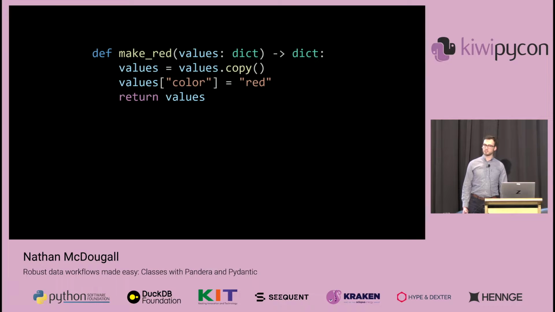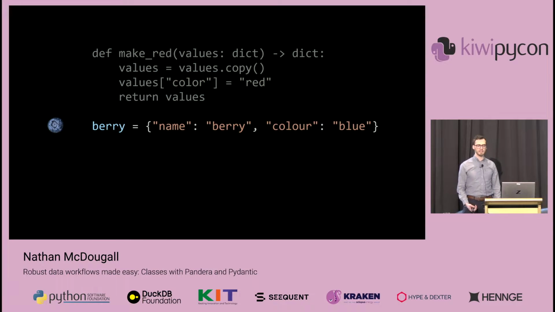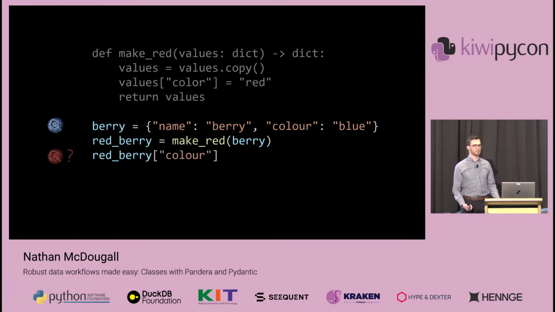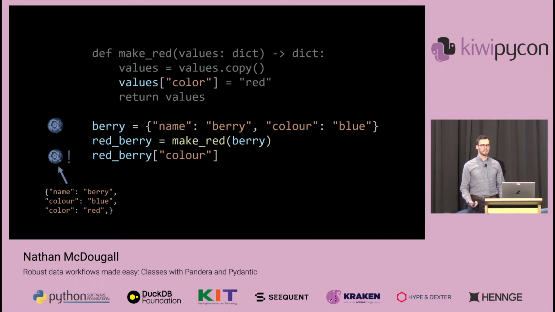Let's take a simple function which just takes a dictionary and then sets the key to be color, the value red. So it takes the color and makes it red. Simple so far. Let's say we've got a fruit and say blueberry. If we call the makeRed function on it, then what we'd expect is that it turns into a red berry, hopefully. What happens if we check that color key? Oh no, we had a typo. It didn't have the U in the function, so we accidentally added an extra key and now our dictionary is completely wrong.